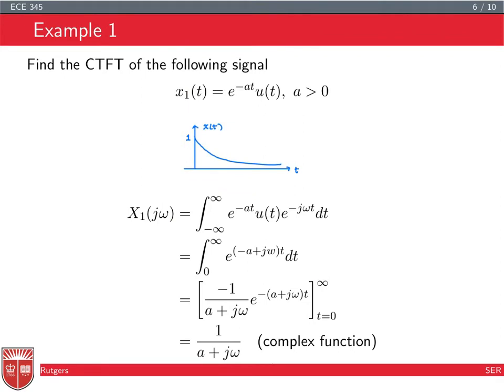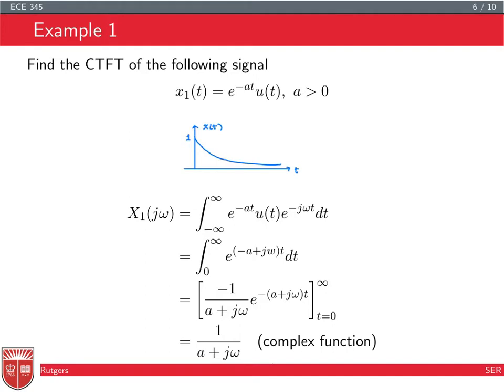Let's do one example. Example one here is to find the CTFT of the following exponential signal, e to the minus a t u of t, where a is greater than 0. The signal here is drawn for a being a real number, but a could be any complex number.